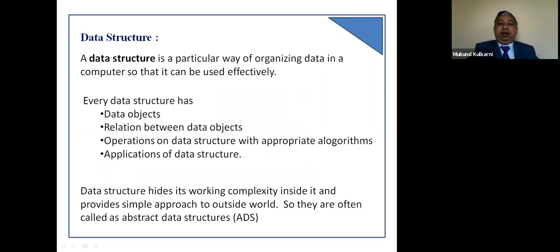A data structure is a particular way of organizing data in a computer so that it can be used in an effective manner. Every data structure has data objects inside it, relations between data objects, operations on data structure with appropriate algorithms, and several applications of that particular data structure. Data structure hides its working complexity inside it, and it provides a simple approach to outside world. So they are often called as abstract data structures.